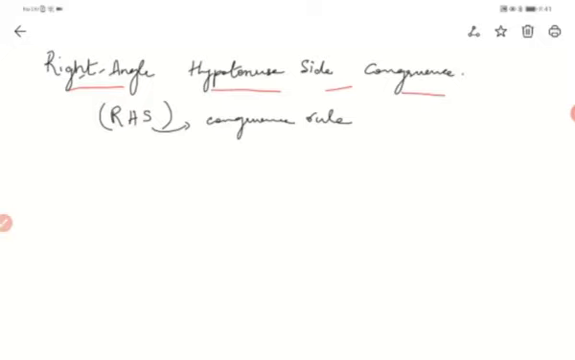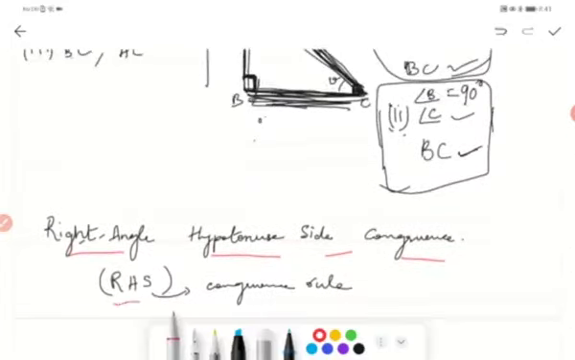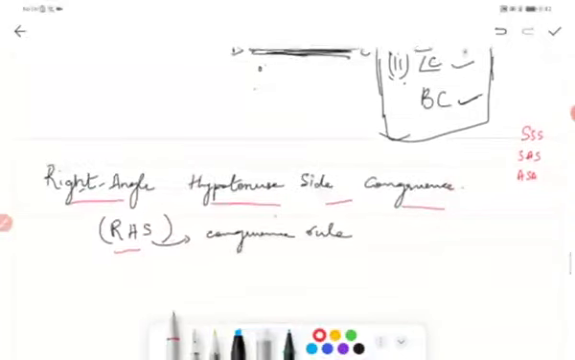So the last video had become lengthy. Now maybe this video will be short, because the last kind of congruency criteria left out is the right angle hypotenuse side congruency. In short, you'll say RHS. So we had seen side side side, side angle side, then angle side angle. Now you are left with right angle hypotenuse side congruency. That is, right angle you'll represent as R, H is hypotenuse, S is side.